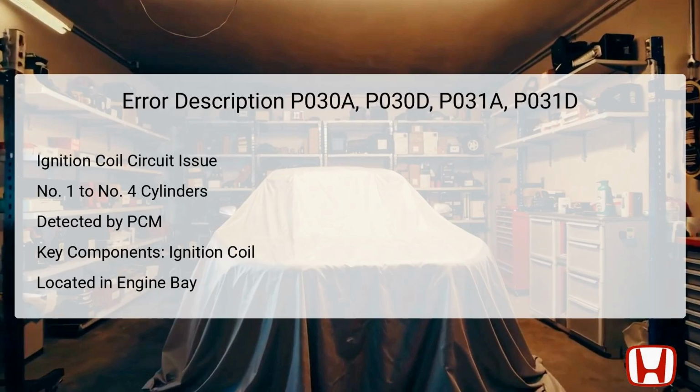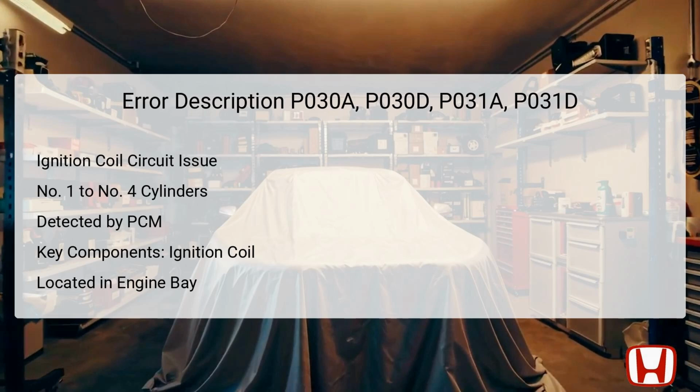The DTCs P030A, P030D, P031A, and P031D indicate an ignition coil circuit issue for cylinders 1 through 4, respectively. The ignition coil is a vital component that transforms low battery voltage into high voltage required to ignite the air-fuel mixture in the engine cylinders. It is located in the engine bay, typically mounted on or around the cylinder head.